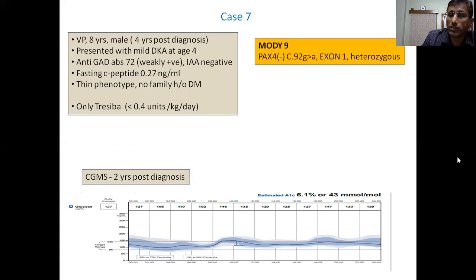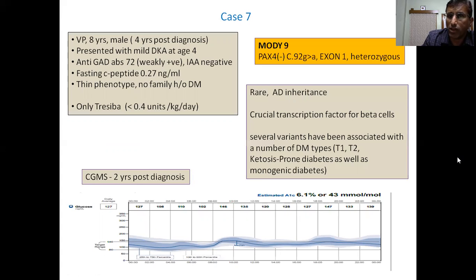So PAX4 stands for paired box 4 gene. It encodes a transcription factor which is involved in beta cell development and also maintaining the beta cells in differentiated form. So it is a rare autosomal dominant inheritance, and several variants have been associated with different types of diabetes like type 1, type 2, and also monogenic diabetes. So in this case, it just helped us to understand why this child is behaving a little atypical of type 1, and it explained to us what was the etiology in this child.